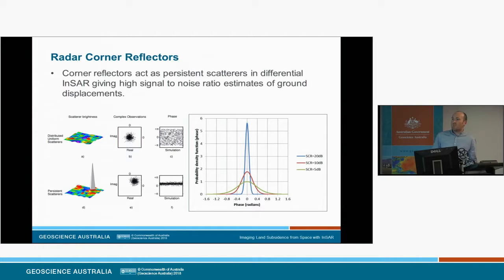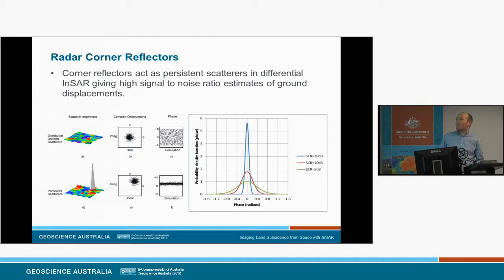So here's a simple example of that. If this is 1 pixel, that pixel is comprised of a number of distributed scatterers that contribute to that signal. If we do a simulation of how that might change through time, the phase response varies almost randomly between the plus or minus pi interval. However, in the example below, we've got a much brighter scatterer, maybe a corner reflector, introduced into that pixel. And that bright scatterer acts to focus the phase and give a much higher signal-to-noise ratio.